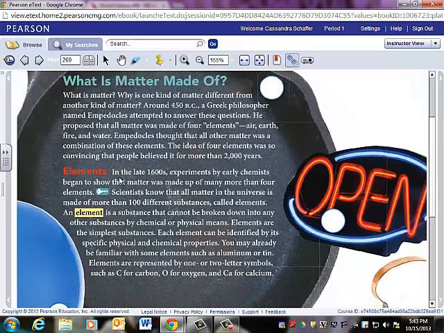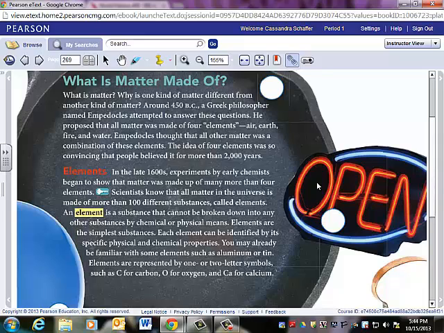So in our reading, elements. In the late 1600s, experiments by early chemists began to show that matter was made up of many more than 4 elements. Scientists know that all matter in the universe is made of more than 100 different substances called elements. An element is a substance that cannot be broken down into any other substances by chemical or physical means. Elements are the simplest substances.